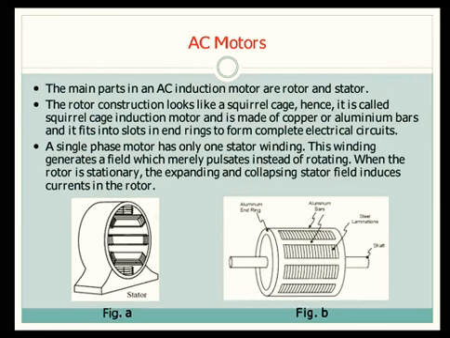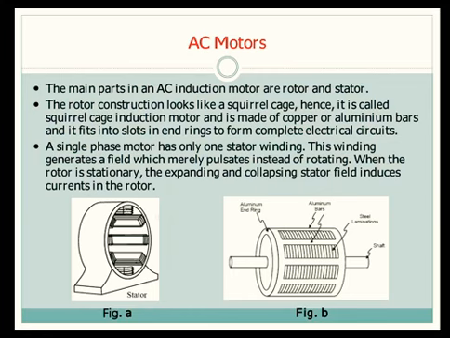The main parts in an AC induction motor are the rotor and stator. The rotor construction looks like a squirrel cage, hence it is called a squirrel cage induction motor, and it is made of copper or aluminum bars that fit into slots in end rings to form complete electrical circuits. A single phase motor has only one stator winding.